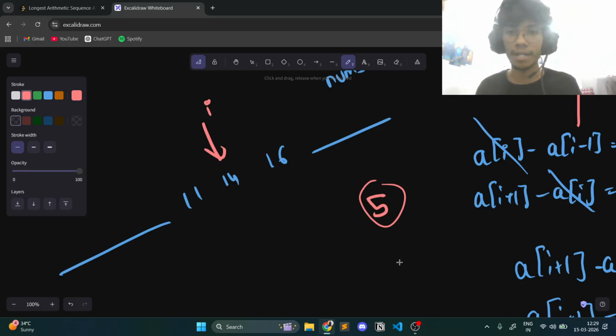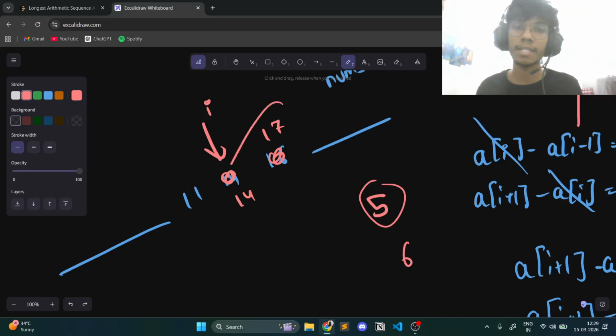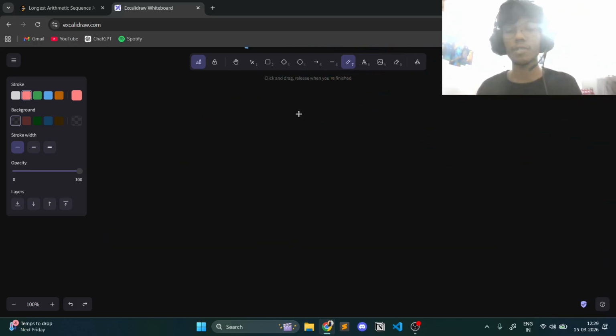But if it is even, if it was 6, so 17, we can place 14 over here. So 14 was good enough, and the differences remain constant. So 14 minus 11 is 3 and 17 minus 14 is 3 again. So we can take the left and the right part and merge it. Okay, so that is all for this problem.